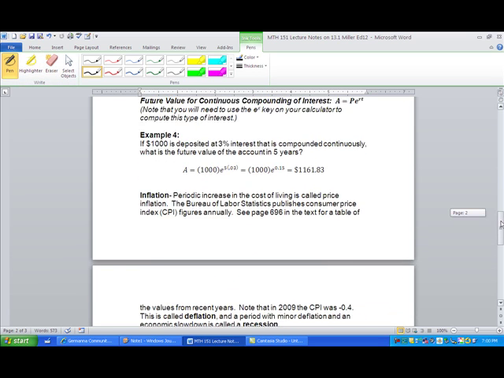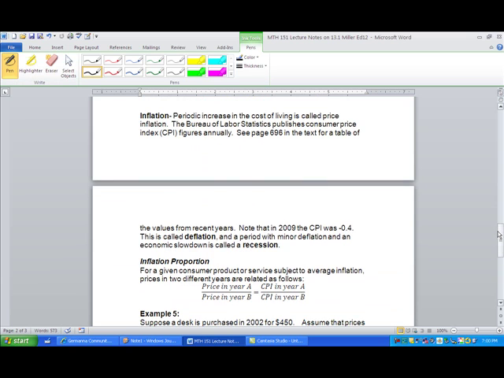Now next we have inflation. Periodic increase in the cost of living is called price inflation. The Bureau of Labor Statistics publishes Consumer Price Index figures annually, and they're called CPI. And on page 696 in the textbook, if you have it available, you can turn there. If not, you can look at it after you watch the video.